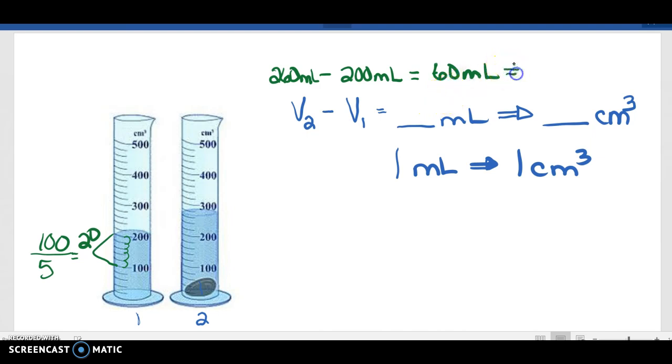But because it's solid, we can't leave our object with the volume of liquid measurement. So for every 1 milliliter, we have 1 cubic centimeter. So since we have 60 milliliters, that would equal 60 cubic centimeters of volume. So our answer would be that the object occupies 60 cubic centimeters of space.